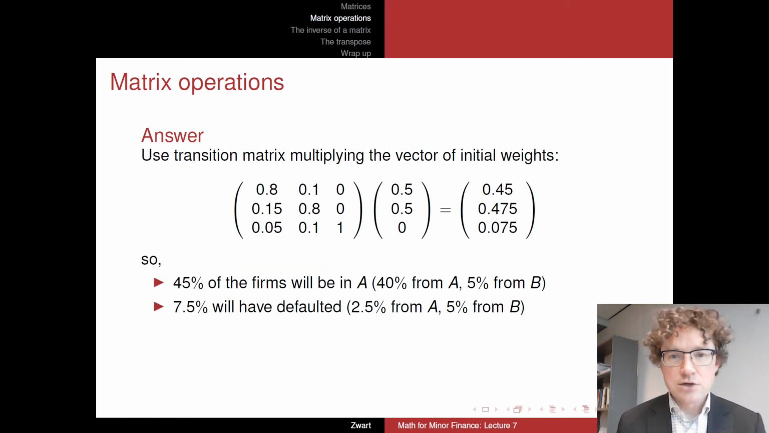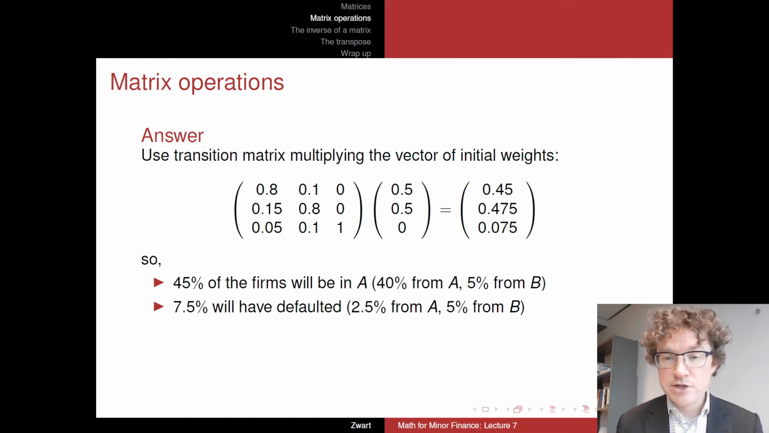The answer turns out to be, well, let's take this particular column vector. It says what proportion of firms are in my A category. Well, it was 50%. What proportion of my firms start out in my B category? 50%. And what proportion of firms start out in my D, my default category? Well, it was 0.